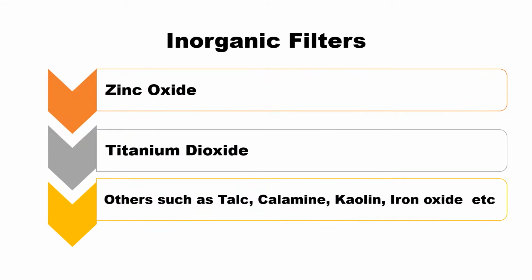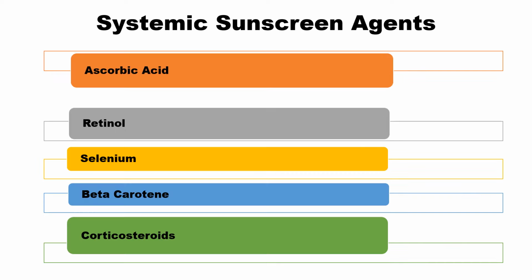So these were about the organic category. Next we move on to the inorganic filters. Among the inorganic filters, the famous ones, the chemical agents which are widely used in sunscreen agents, are zinc oxide, titanium dioxide, talc, calamine, kaolin, iron oxide. Among these, the widely used agents are zinc oxide, titanium dioxide, and selenium oxide.